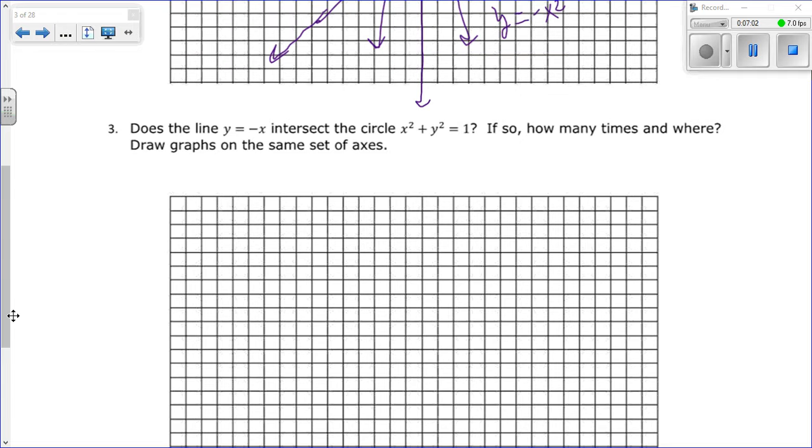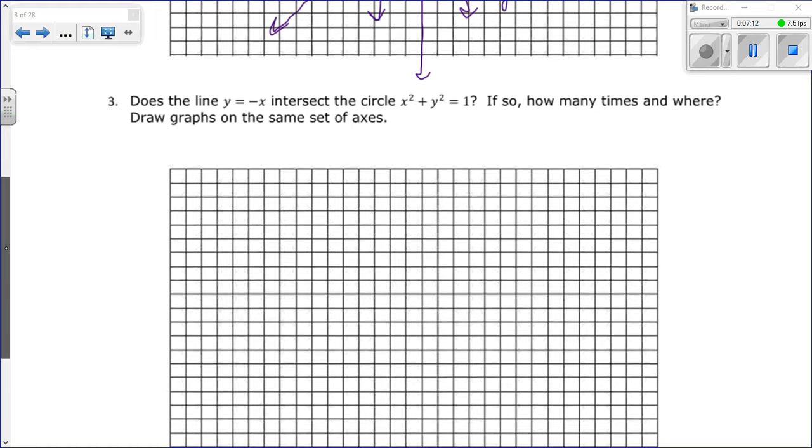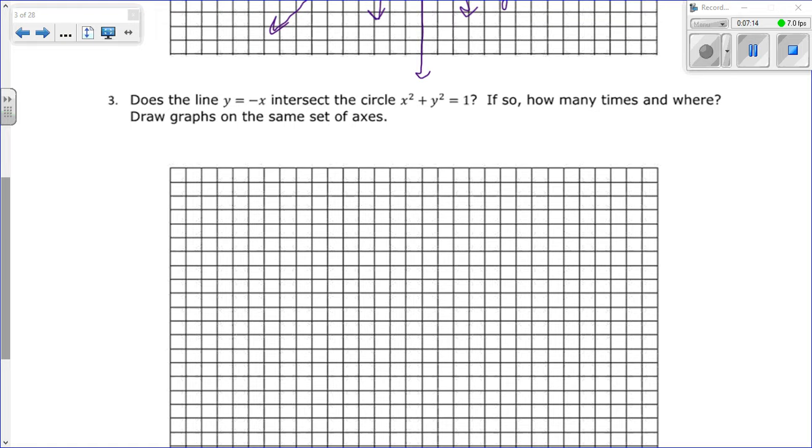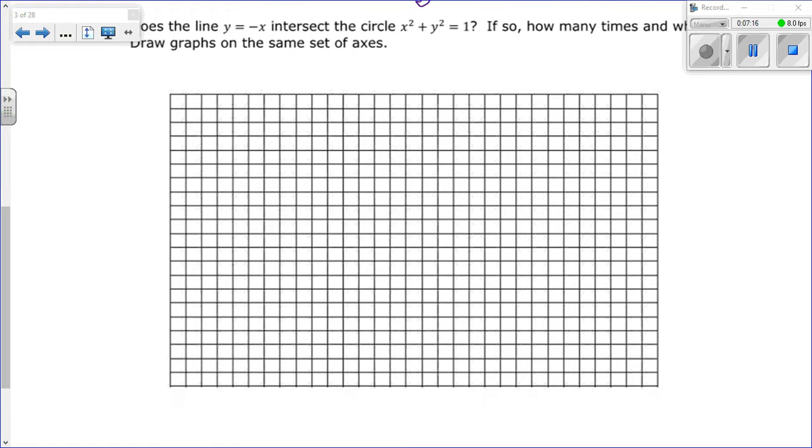Does the line y equals -x intersect the circle x squared plus y squared equals 1? If so, how many times and where? And then draw the graphs on the same set of axes. Well, y equals -x. I gotta draw my axes in first.